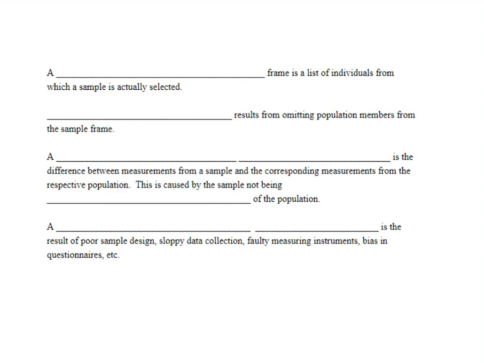So a sampling frame is a list of individuals from which a sample is actually selected. So think like a class list. You could also call that a sampling frame. Undercoverage results from omitting population members from the sample frame.